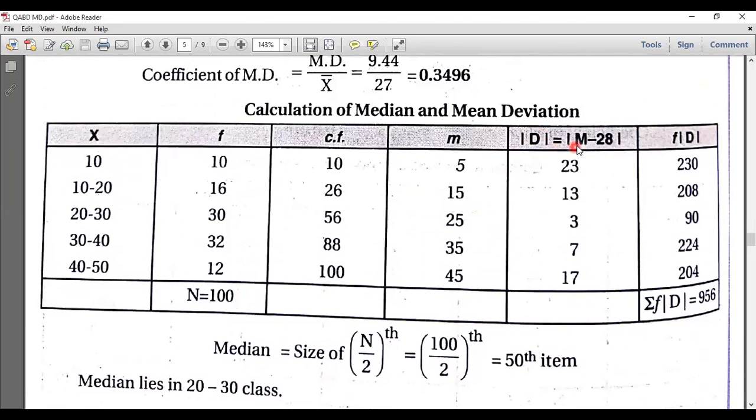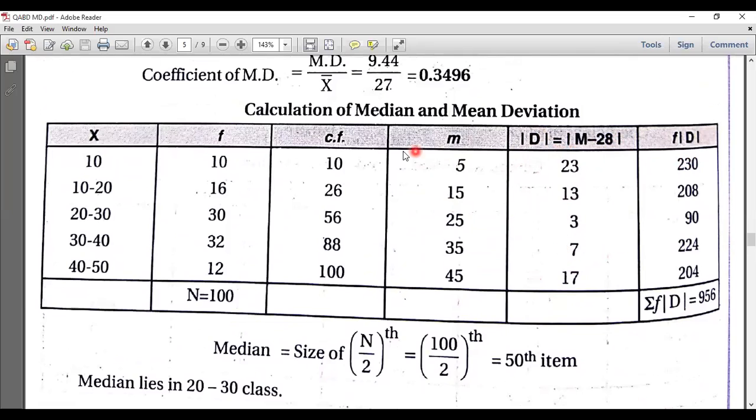Find out the modulus of d, that is modulus of m minus 28, where 28 is the median. For m equal to 5, 5 minus 28 we get minus 23. 15 minus 28, we get minus 13. So we are ignoring the signs here, and we'll get the values.